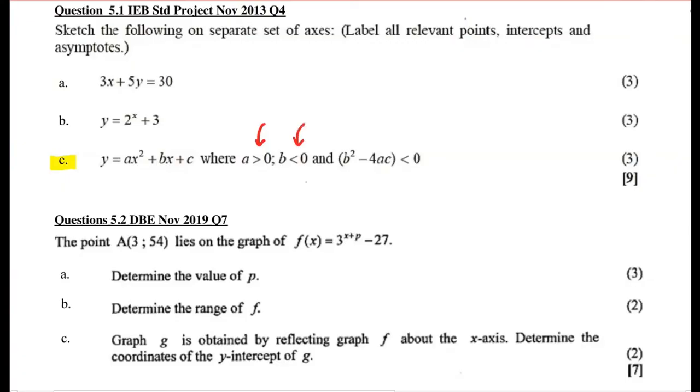B must be negative, right? Less than 0. Which means, all right, now I'm going to use my huge brain here. If b is negative, there must be a horizontal shift. So because it's negative, it's going to be a positive shift, and so on. And then they're telling me that b squared minus 4ac, the discriminant, is less than 0.